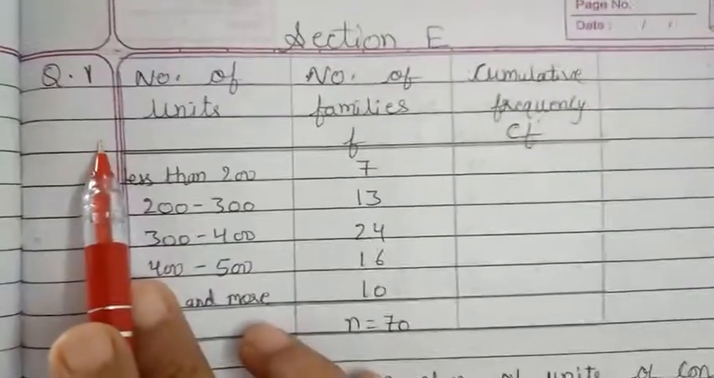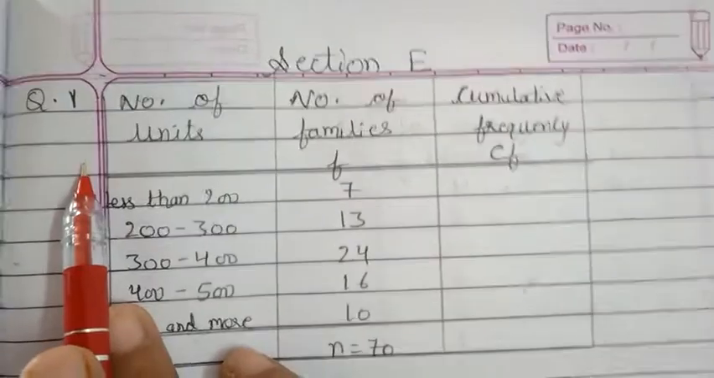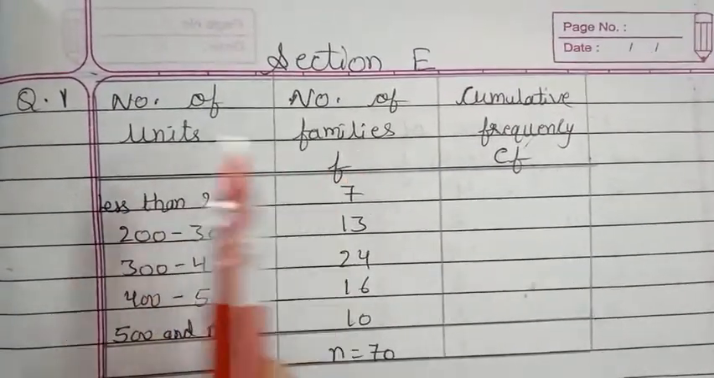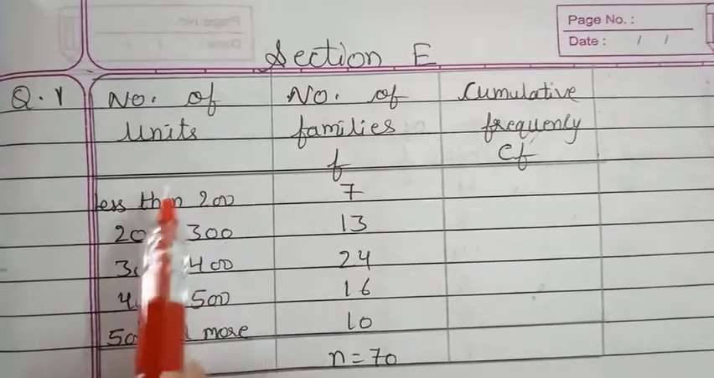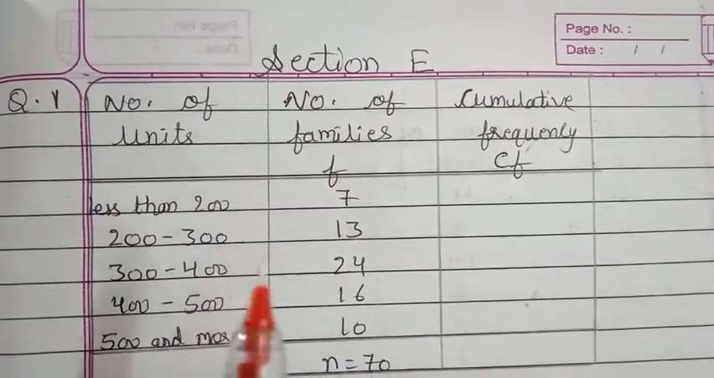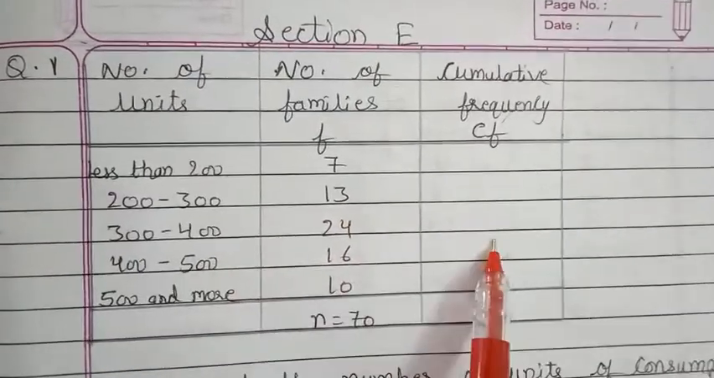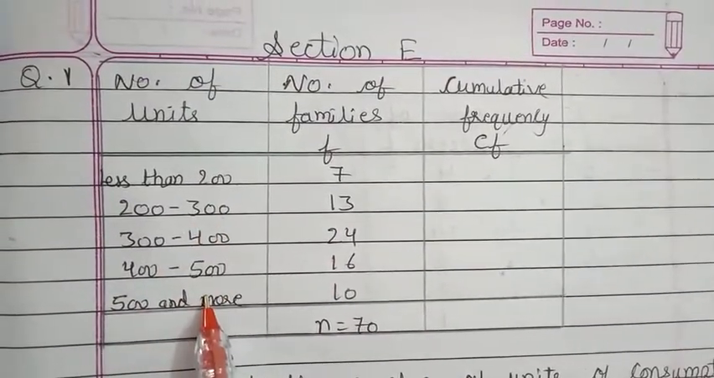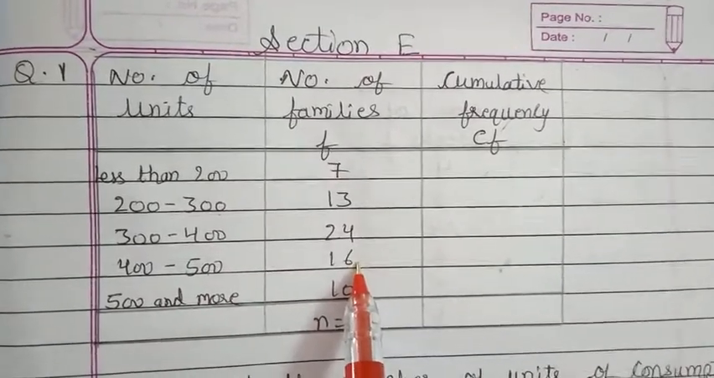Section E, first question. In the first question, they have given us a table regarding the number of units of electricity consumption of different families, and we have to find the median consumption. As you all know, for median consumption we have to make a 3-column table. That is, whatever data is given to us: number of units of electricity consumption and number of families.